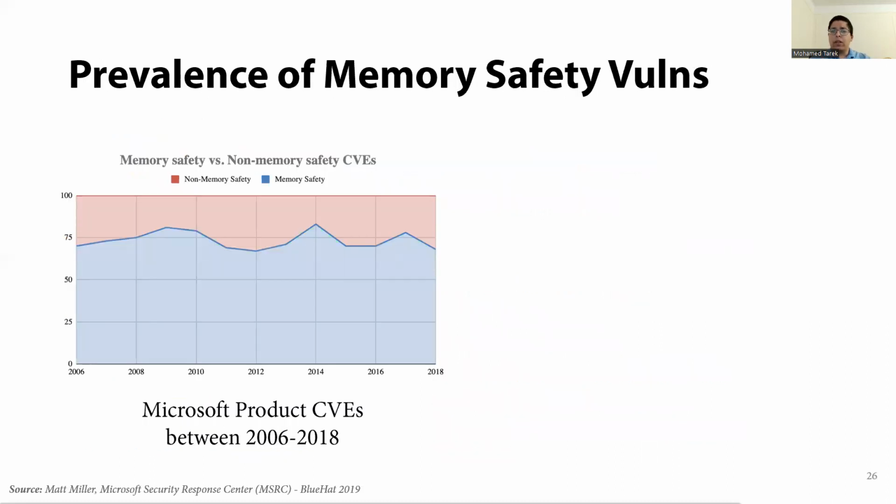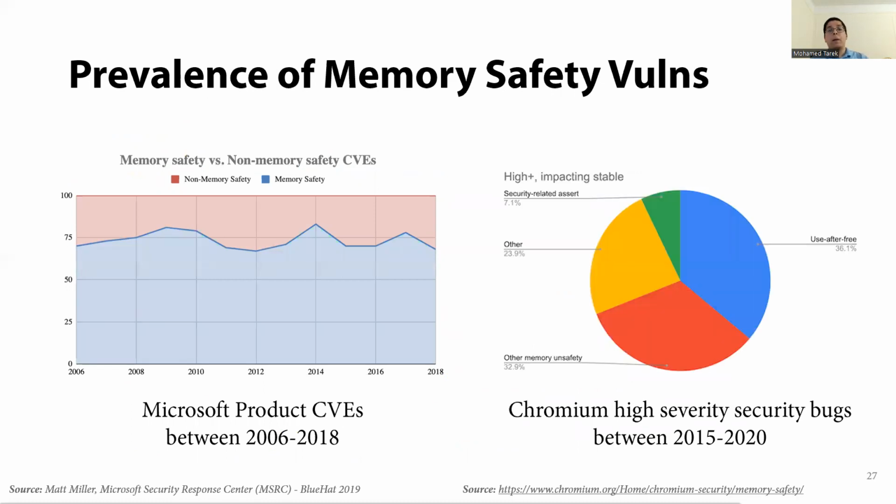Just to put into context how common these vulnerabilities are, consider that 70% of all the CVEs in Microsoft products each year are memory safety related. Similarly, 70% of the high-severity security bugs in the Chromium project are memory safety problems, with half of those being use after free bugs.